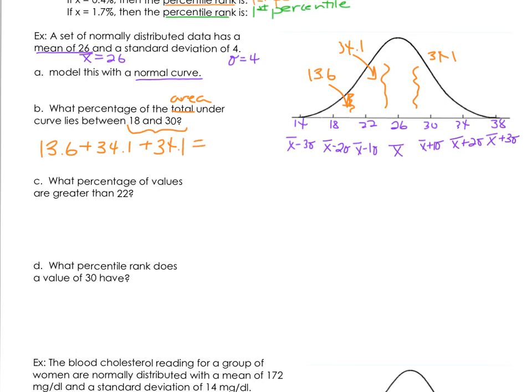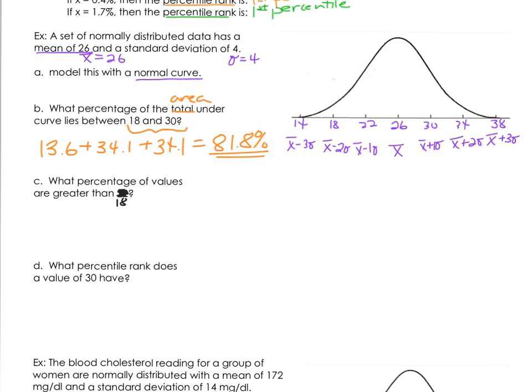What percent of data is between 2 standard deviations on the left and 1 on the right? That would give you 81.8%. A lot of your data is that close to the average. I'm going to erase my result in orange on my normal curve, and then we'll talk about question C.